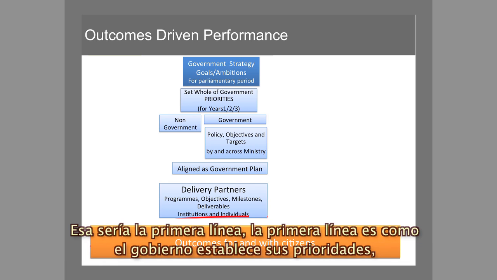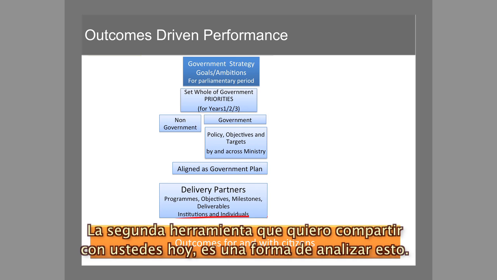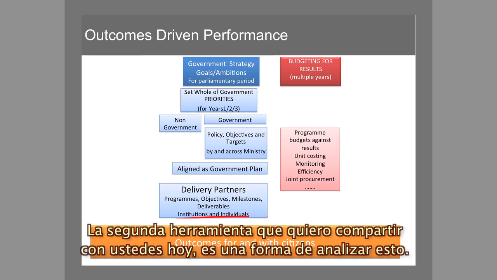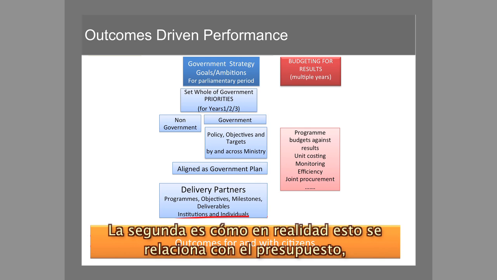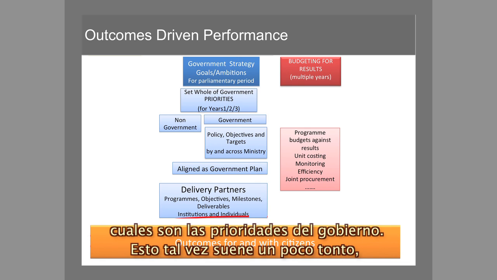So that's the first line. The first line is how a government establishes its priorities and then communicates them to everyone who's involved in the public service. The second tool I'll be sharing with you today is a means of analyzing that. The second is how that relates to budget: the way in which, over those multiple years, the budget is set up to reflect the government's priorities.